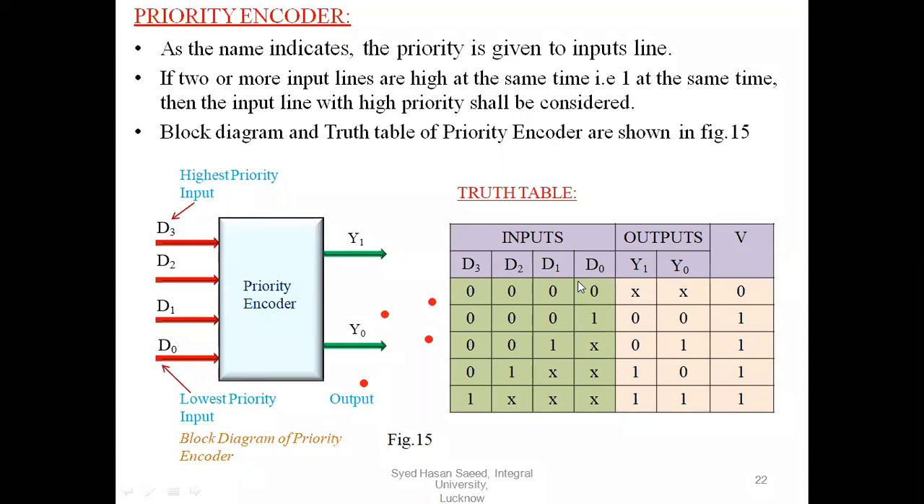So we take the inputs D0, D1, D2 and D3. Here we have to assume 2 power 4 inputs and it will produce 2 outputs. So D3, D2, D1, D0: 0, 0, 0, 0, then 0, 0, 0, 1, and here 1 with don't care conditions. Here 0, 1 and the rest are don't care conditions. Here 1, and remaining all are don't care conditions. Why do we have to make these don't care conditions here?